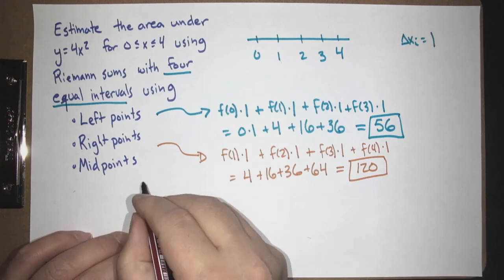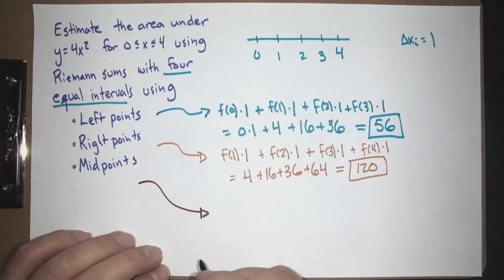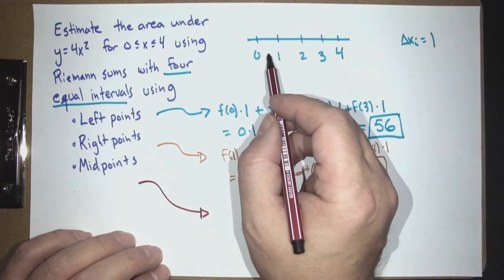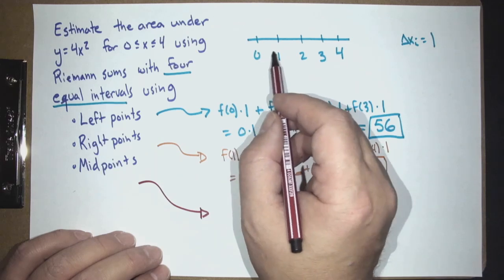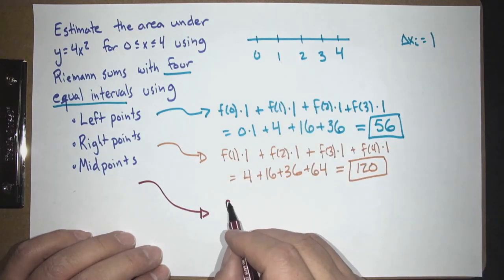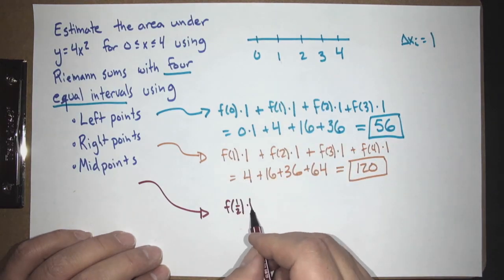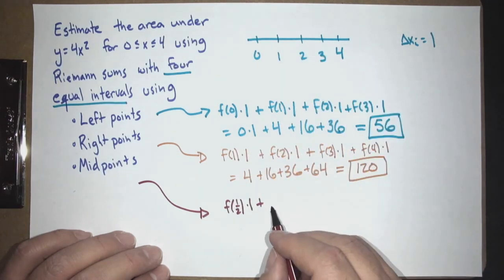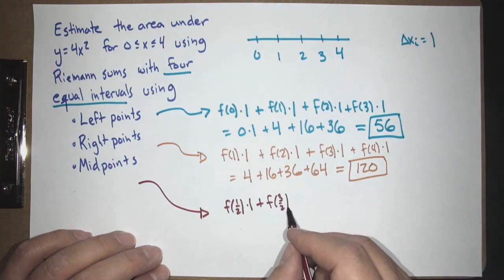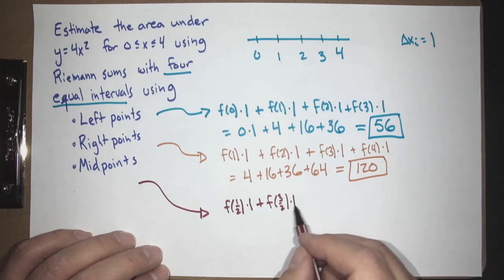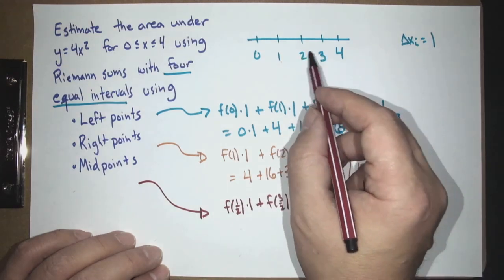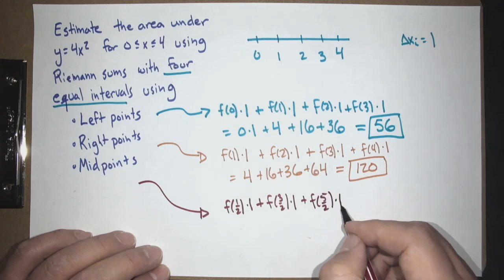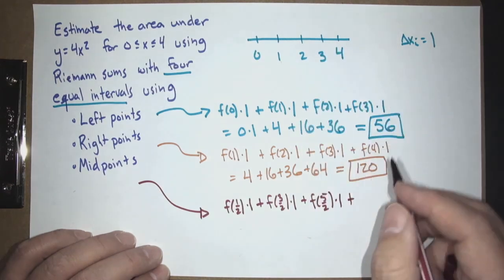Okay, for midpoints. What do we have? Well, what's the midpoint of the first interval? What's halfway between 0 and 1? A half. What's halfway between 1 and 2? 1.5, or 3 halves. So f of 3 halves times 1. Halfway between 2 and 3? 5 halves. Halfway between 3 and 4?